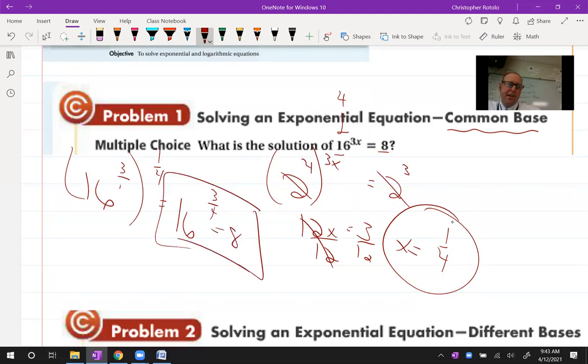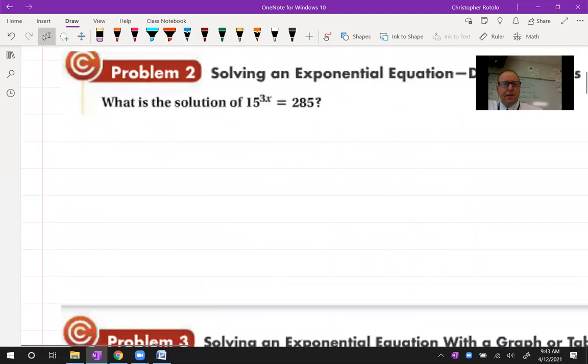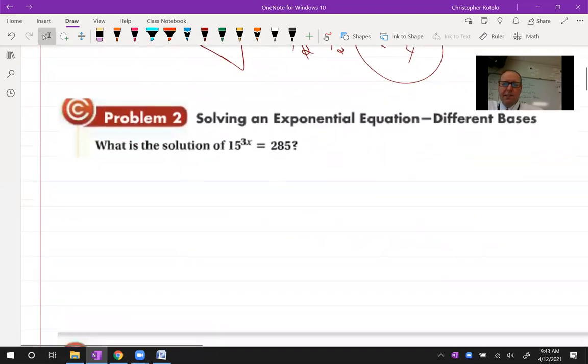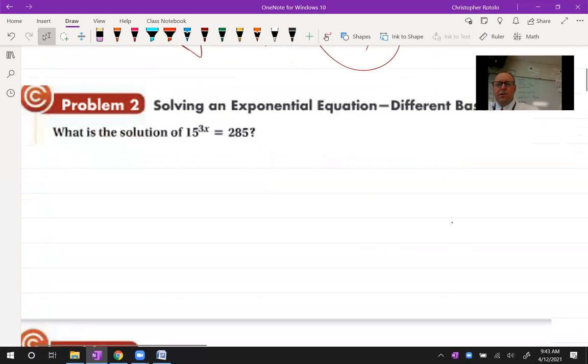So I'm going to give you a way to check that out when we have those common bases. That's using a calculator. Okay. All right. What if we have different bases? Like, I don't care what you do. There's no way to put this thing the same.